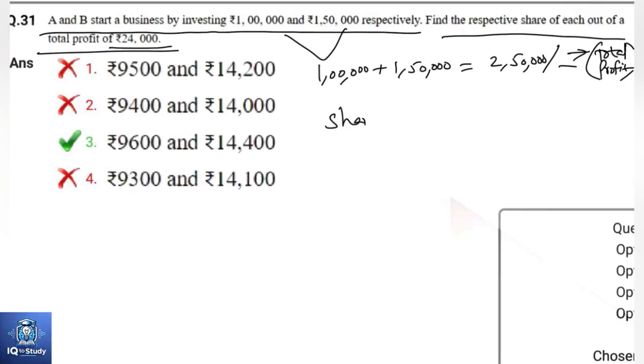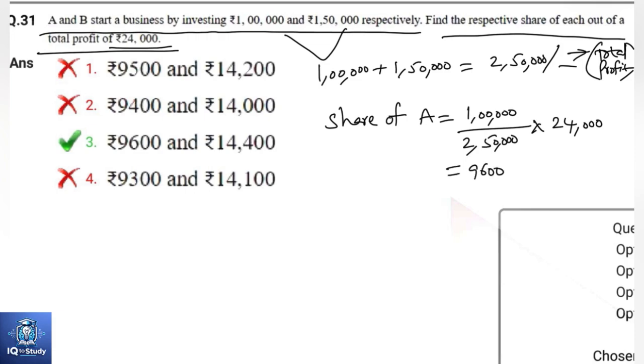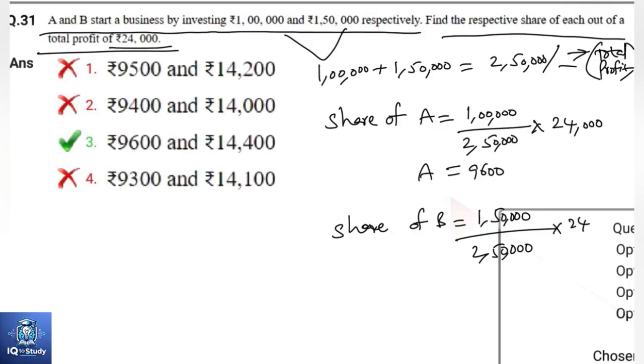And in this, share of A is equal to 1 lakh divided by 2,50,000 into 24,000, which is equal to 9,600, and share of B is equal to 1,50,000 divided by 2,50,000 into 24,000, which is equal to 14,400. So option 3 is correct.